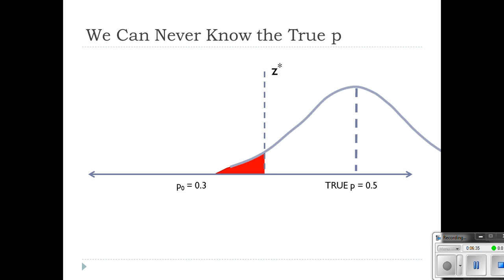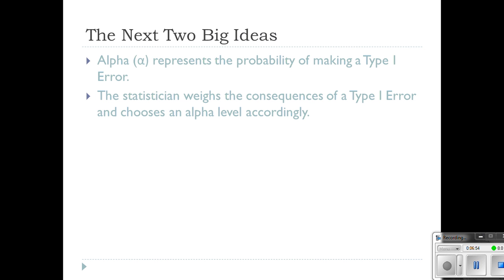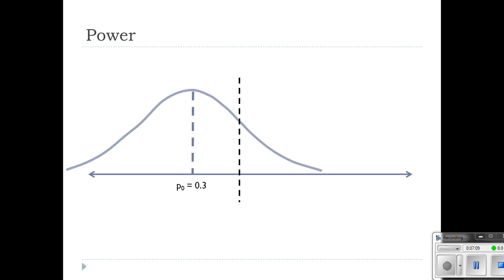We could never really know the true proportion unless we're testing against something specifically. If the true proportion was actually 45%, notice that that changes the beta range. That whole area of making a type 2 error is a little bit bigger now. So we never really know the value of beta, the probability of making a type 2 error. The next big idea is that beta is the probability of making a type 2 error, and we never really know how much beta is unless we're testing against a specific alternative, which we're not going to do. All right, so let's talk about power.